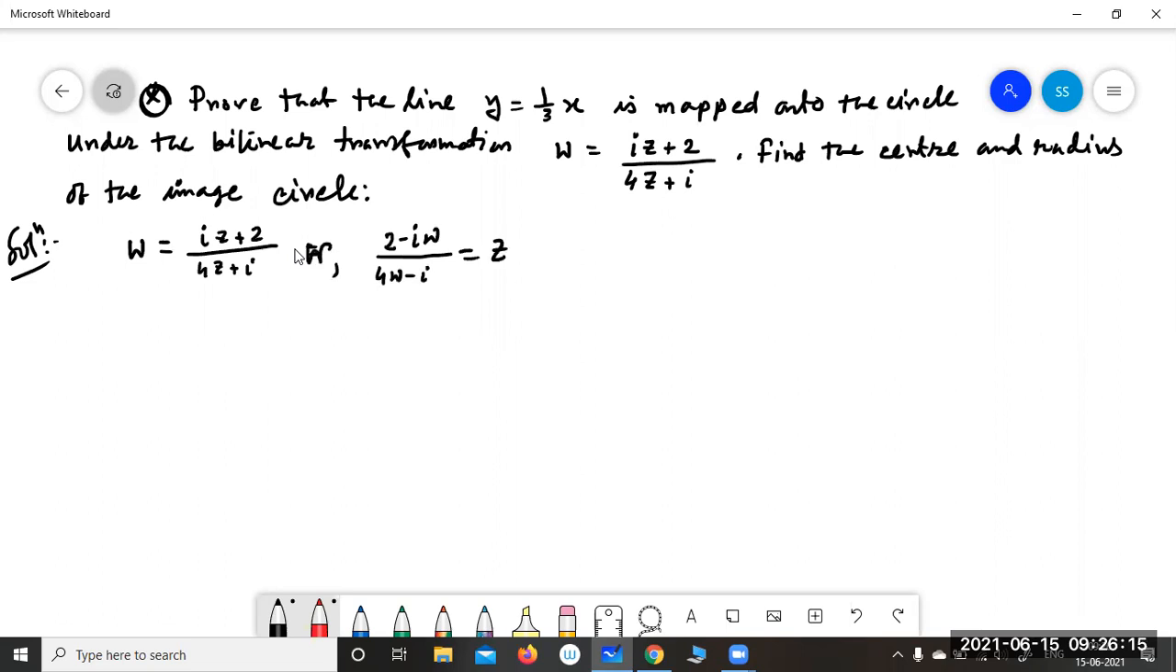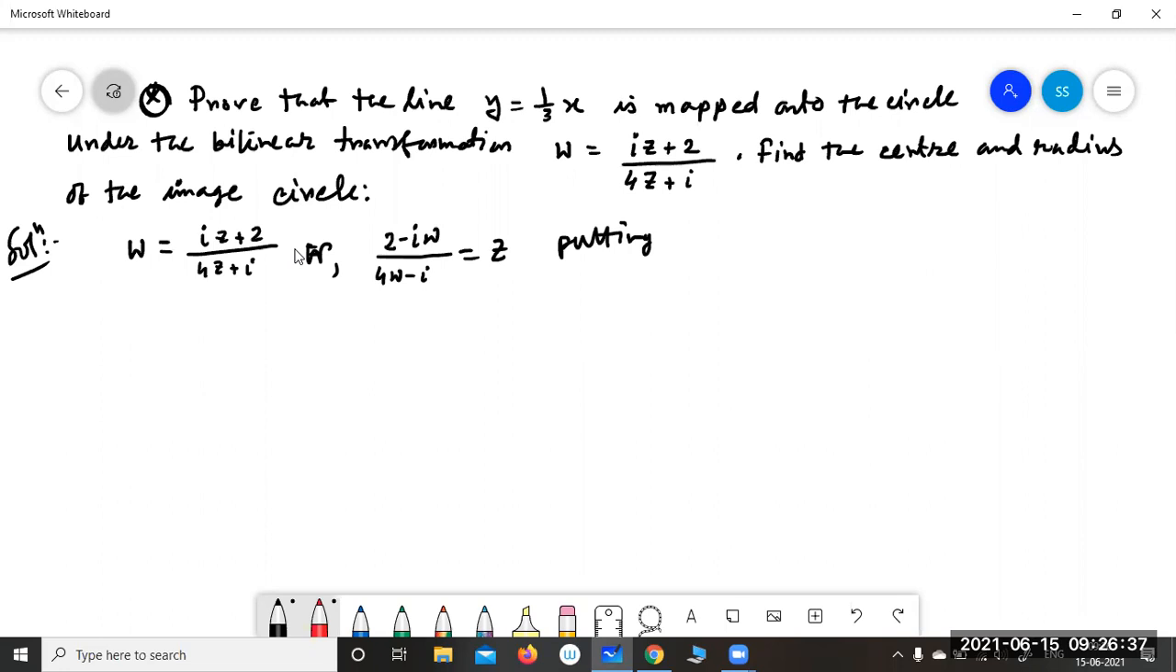From here we can find the value of z: z = (2 - iw)/(4w - i). Isn't it? Now, because the line y = (1/3)x is given, which plane is it? It is the z plane. So we are finding the value of z.